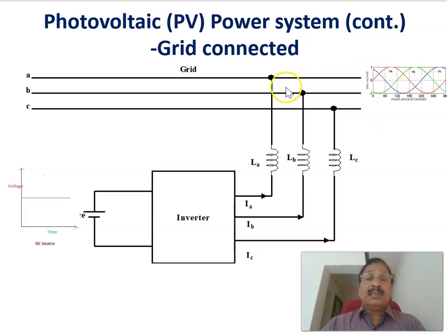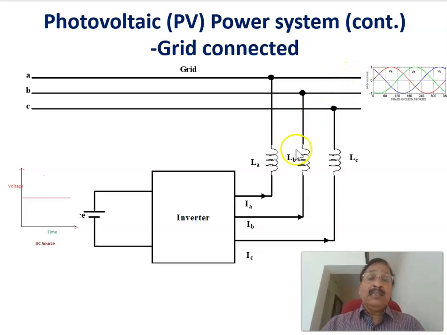A 3-phase system is there, so there is a 3-phase voltage here, and here there is a DC voltage and an inverter. In this case, if you are injecting a current which is in phase with the grid voltage, the power flow will be from the DC source into the AC grid. In that case, this converter will be working as an inverter. The power flow is from the DC source into the AC grid.